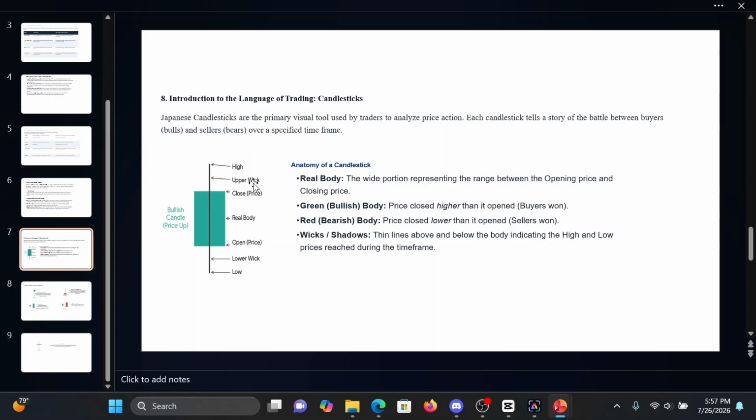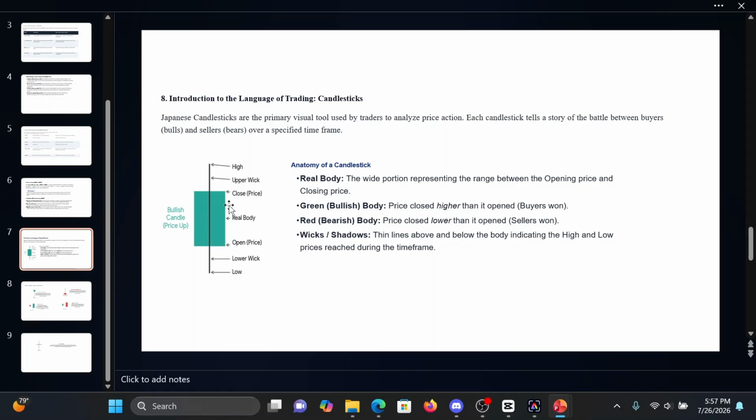The candlestick has what we call the open and the close, the body, and then you have the wick. The real body is this one. The white portion represents the range between the opening price and the closing price. What is in between the opening and closing is called the body of a candlestick. It opened here, came down, pushed higher, and closed up here.